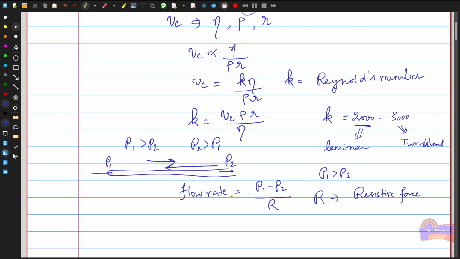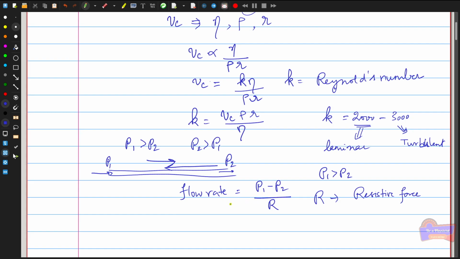So the flow rate is inversely proportional to the resistive force, that means the viscosity of the corresponding liquid. If the viscosity increases, then the flow rate decreases. Otherwise, they are inversely related to each other. Suppose you consider the viscosity of the liquid to be nearly zero, then the fluid is frictionless. So R equals 0, therefore the flow rate will be almost infinite. That means there is no resistance in this fluid flow.